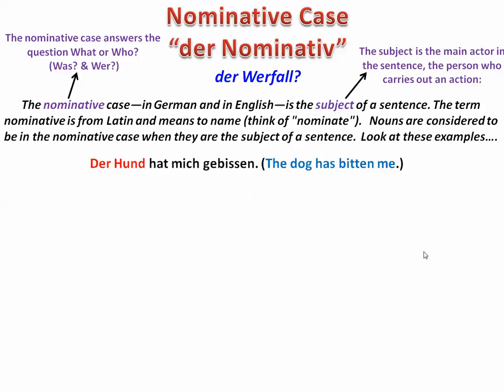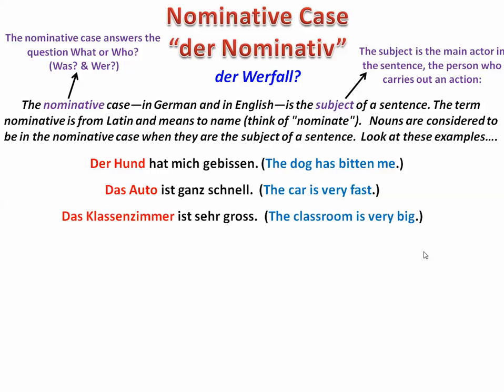Okay, so let's just take a look at some examples. Der Hund hat mich gebissen. The dog is the subject of this sentence, and I've outlined it in red. It is therefore nominative. Das Auto ist ganz schnell. The car is the subject of the sentence. Das Klassenzimmer ist sehr groß. The classroom is the subject of the sentence. This is not very difficult, as we all learn how to identify the subject of the sentence in the beginning.